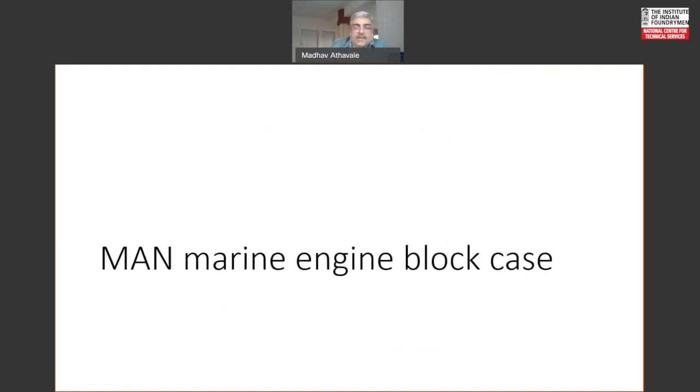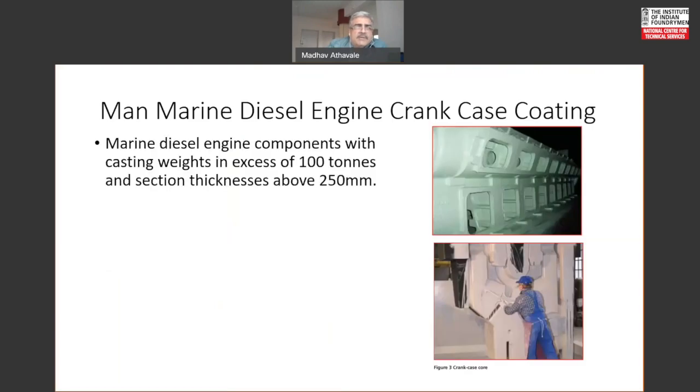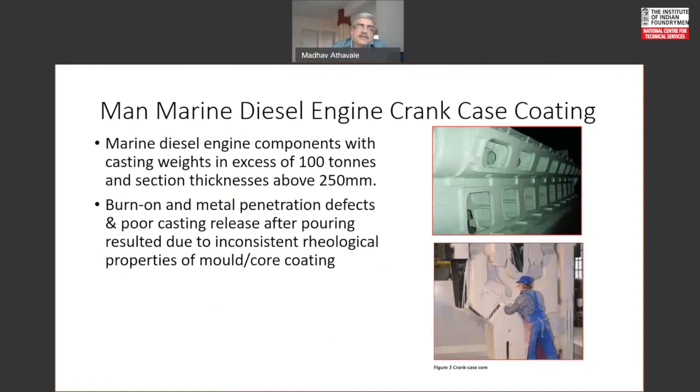Now, let's quickly look at one particular case where a specialized coating was developed by a supplier. This is a case study which has been taken from the foundry practice issue of Paseco International. This is about a MAN marine engine block. It's a large crankcase weighing in excess of 100 tons. The section thickness is in excess of 250 millimeters, so greater than 10 inches.